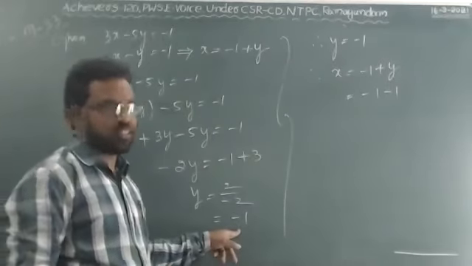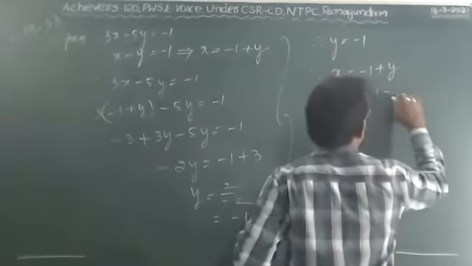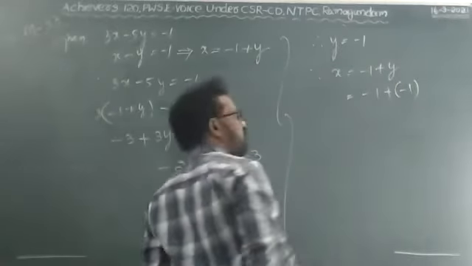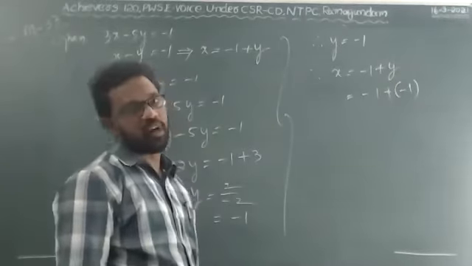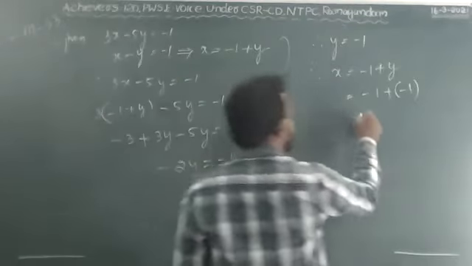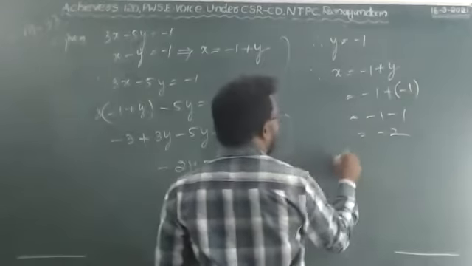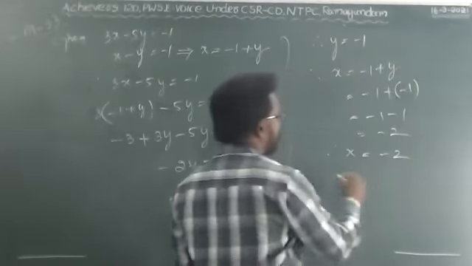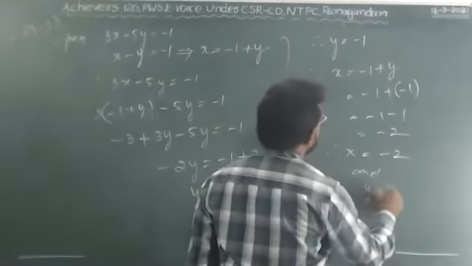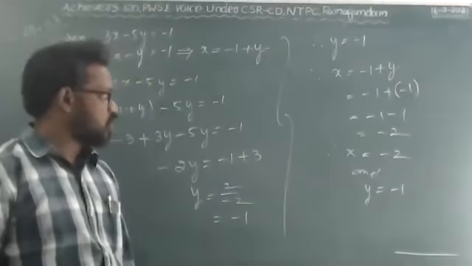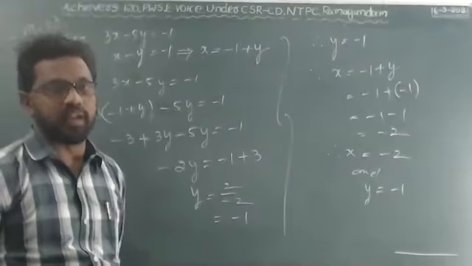Plus into minus is minus. Okay, take your wish, that minus 1. Whether you take it directly or plus or minus, what happens here? Minus 1 plus into minus minus, minus 2. Therefore, x is equal to minus 2 and y is equal to minus 1.